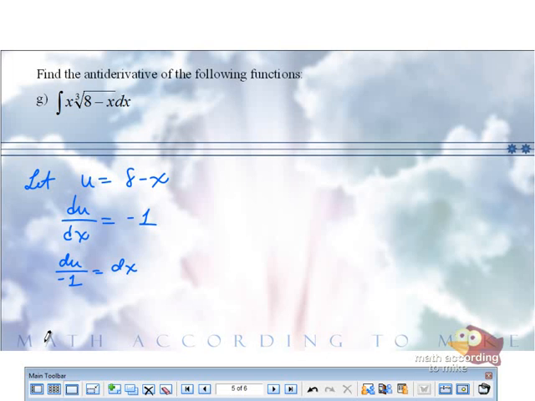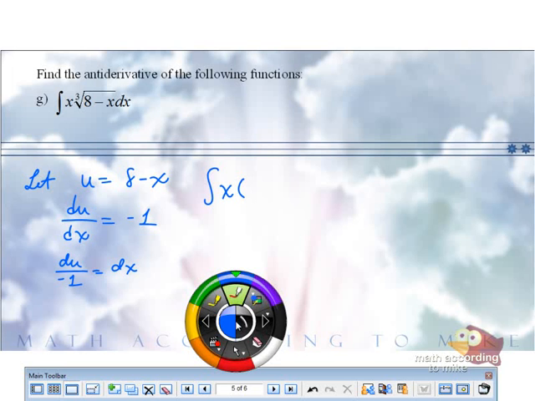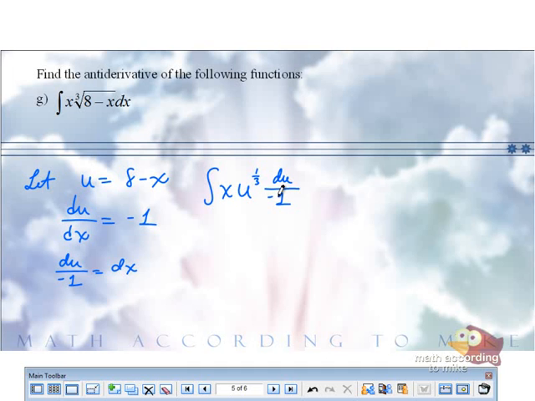The reason being is when we put all this stuff back in, I'm going to rewrite the cube root of u as u to the 1/3, if that's okay. The reason we have an issue here is because we still have an x left over. We can't cancel anything. At most, we can pull that negative 1 on the outside.